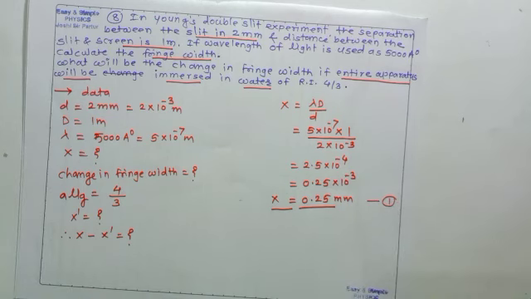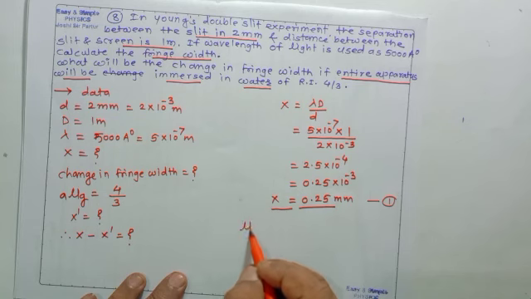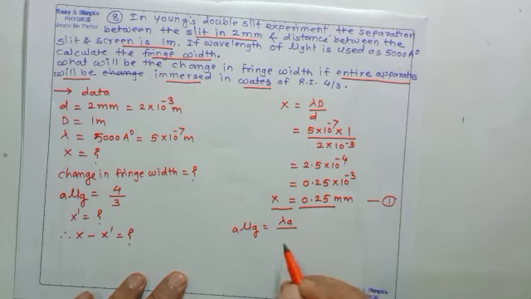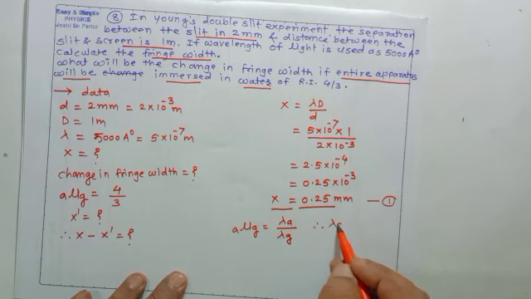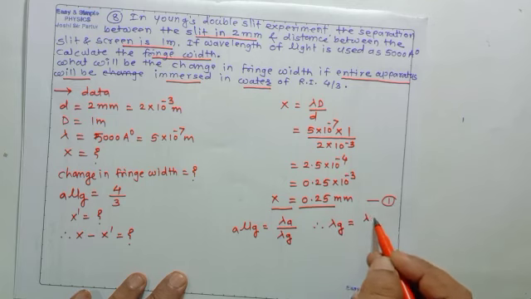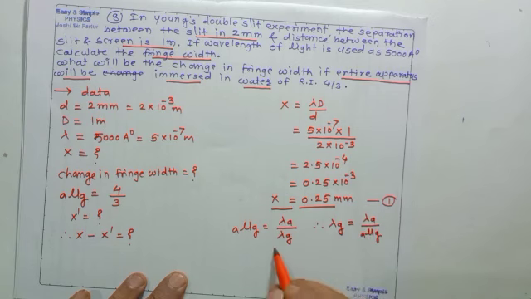Again, we know that the refractive index for glass with respect to air is equal to the wavelength of light in air upon the wavelength of light in glass. So the wavelength of light in glass is equal to the wavelength of light in air upon the refractive index of glass with respect to air. Wavelength of light in glass is equal to 5 into 10 to the power minus 7 divided by 4/3. It will be 15/4 into 10 to the power minus 7.